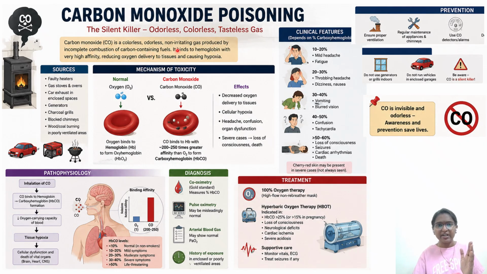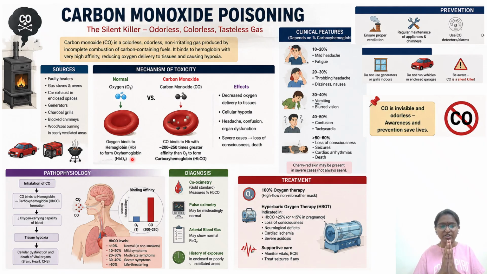As a result, the carbon monoxide which is released will bind to hemoglobin with very high affinity, reducing oxygen delivery to tissues and causing hypoxia. So this is the take home point you have to remember. If you see, this is normal hemoglobin, and oxygen will go and bind to this hemoglobin. So oxygen binds to hemoglobin and it forms oxyhemoglobin. This is what should actually happen.